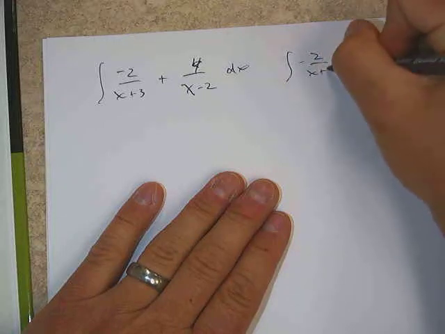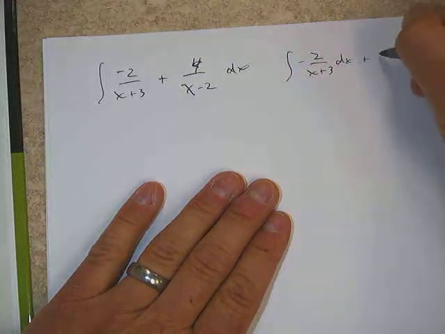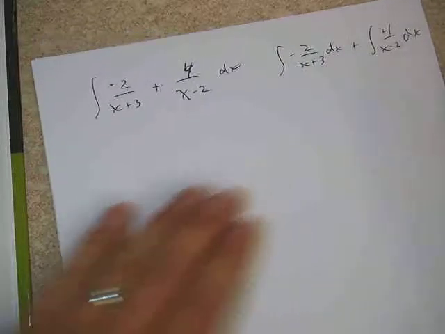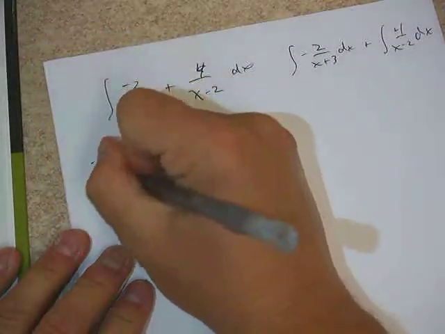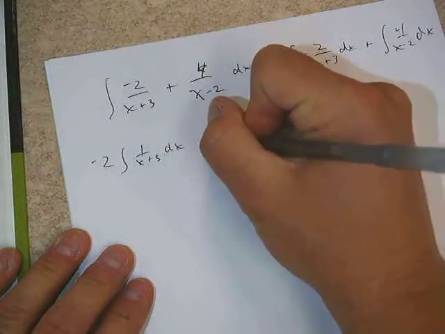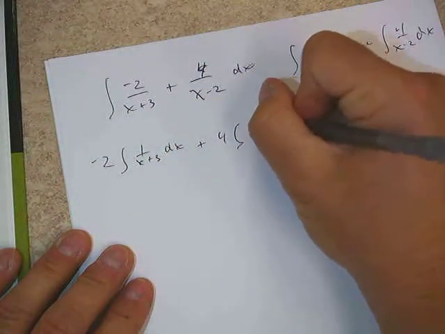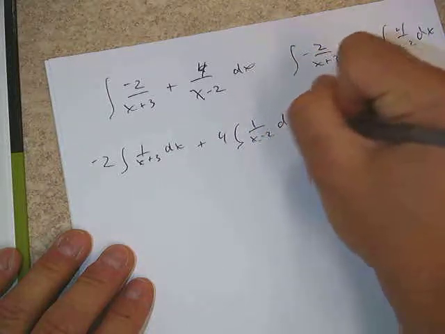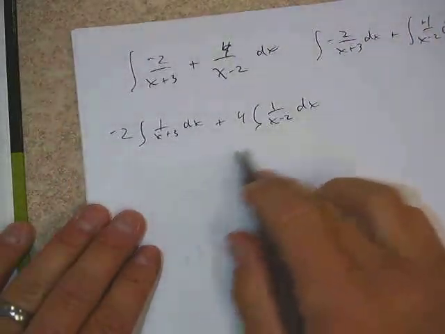And so we'd have negative 2 over x plus 3. And remember, we're dealing with an integral at this point still. This is going to be, not 5, but 4 over x minus 2 dx. And of course, we'll separate it into negative 2 over x plus 3 dx plus 4 over x minus 2 dx.